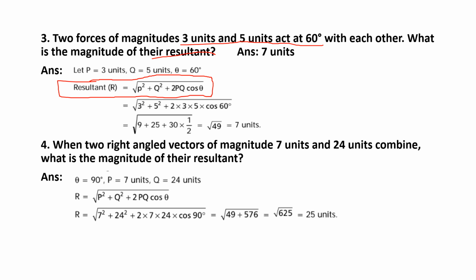What is the value of P? It is 3 units. What is the value of Q? 5 units. And what is theta? They have given 60 degrees. So finally substitute all the values: 3 square plus 5 square plus 2 into 3 into 5 into cos 60. Cos 60 is 1 by 2. Just substitute all the values and calculate, and finally root 49, which is the square root of 7.